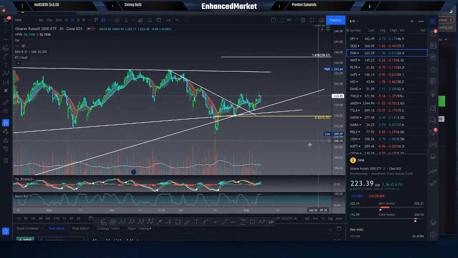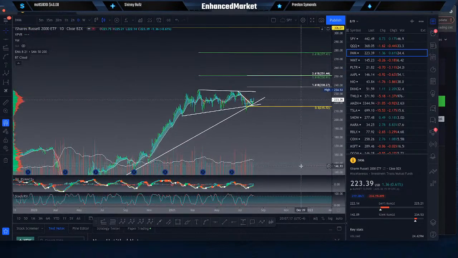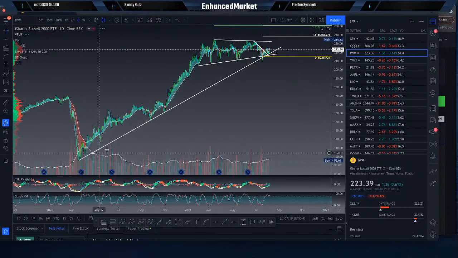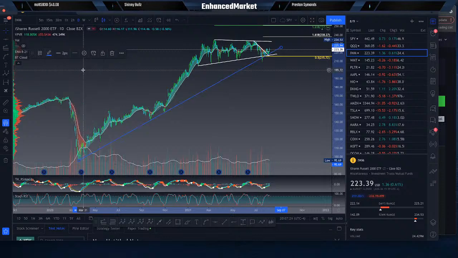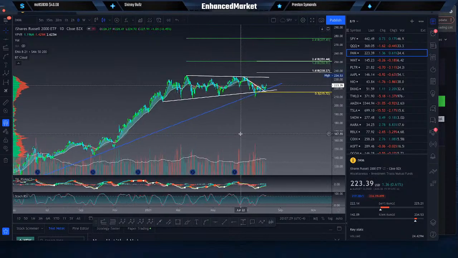IWM. I'm pretty bullish on IWM. Let's check out the daily. So again, here's the daily. This white trend line, I'm going to change the color because I have a lot of white trend lines on here. Let's do a dark blue. So this trend line has held very, very nicely.